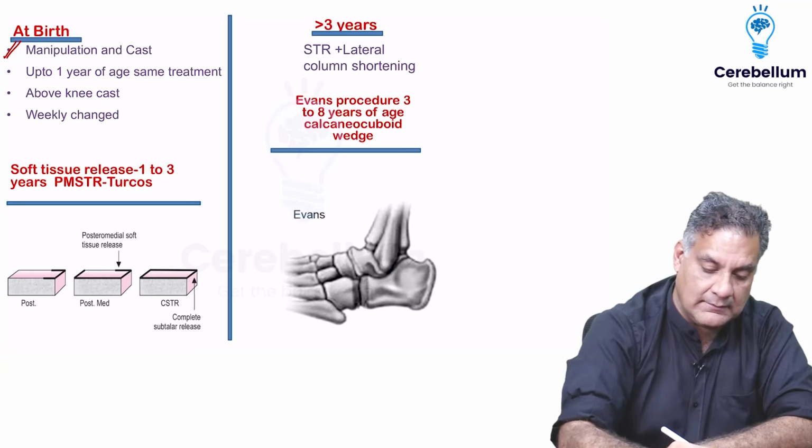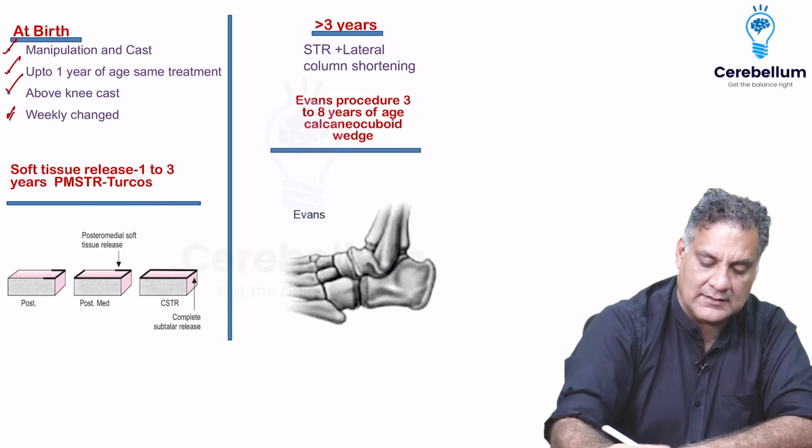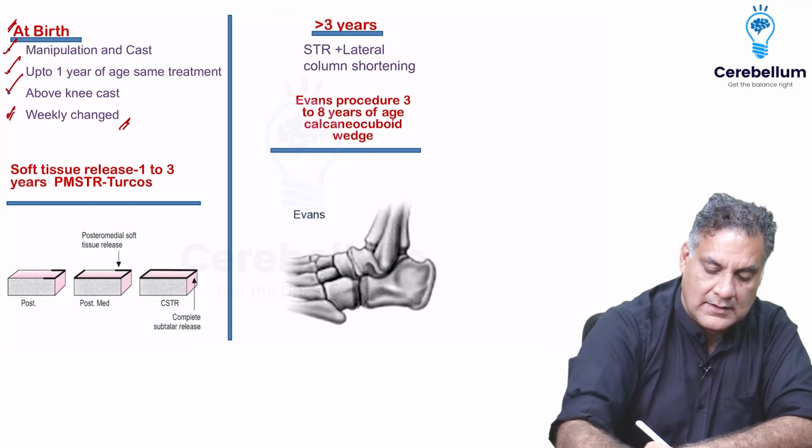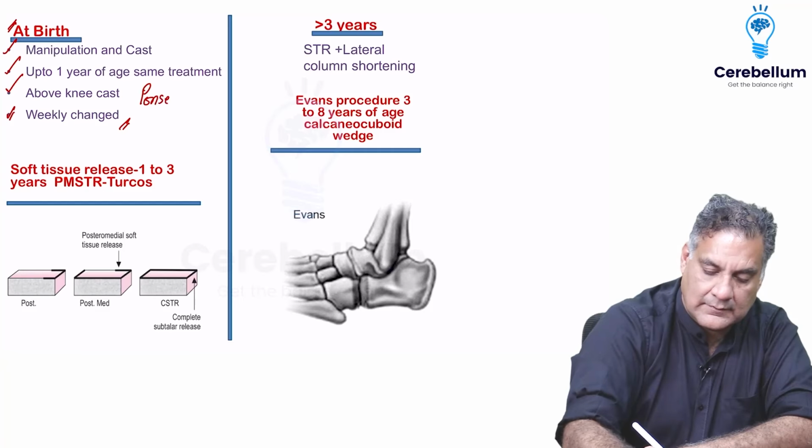You do it up to 1 year. The cast is supposed to be above the knee and you change it every week. This is the method of treating CTEV, which is very, very important. This is the Ponseti method.